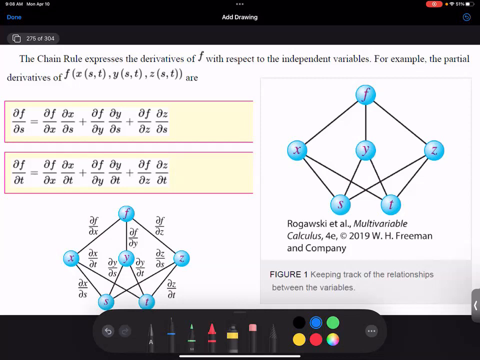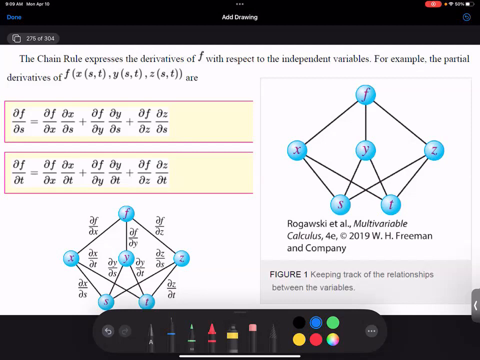So there's a couple of different ways of doing it. If I have my function f, and f depends on three variables, say x, y, and z, and x, y, and z depend on two variables s and t, I can take the partial of f with respect to s, or I could take the partial of f with respect to t. And I get ∂f/∂s is ∂f/∂x ∂x/∂s plus ∂f/∂y ∂y/∂s plus ∂f/∂z ∂z/∂s. That's essentially what we had a moment ago.